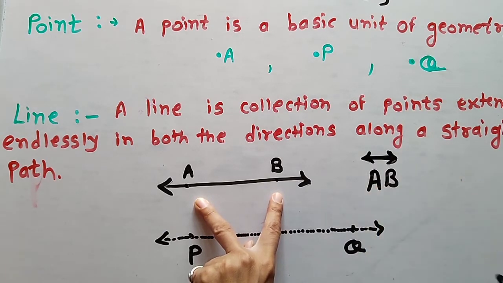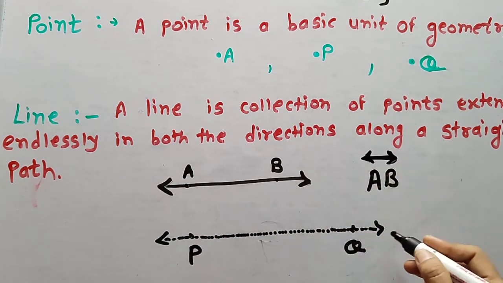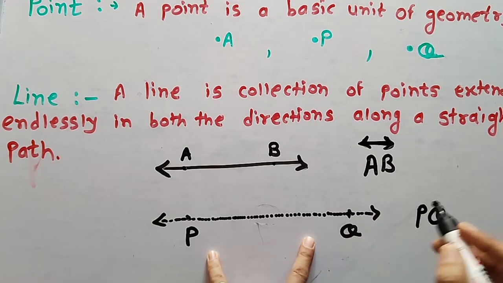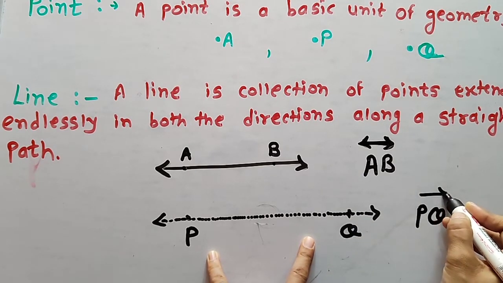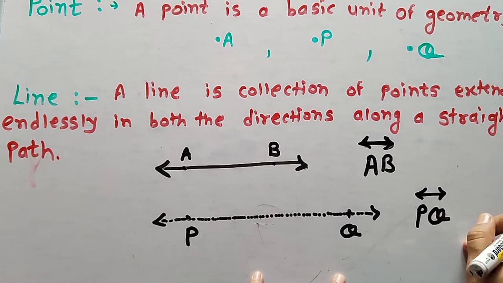And what is the sign of this line? This type, two-sided arrow. So what is the name of this line? PQ. These are two dots on the line and we write here this type of two-sided arrow. So this is line PQ.